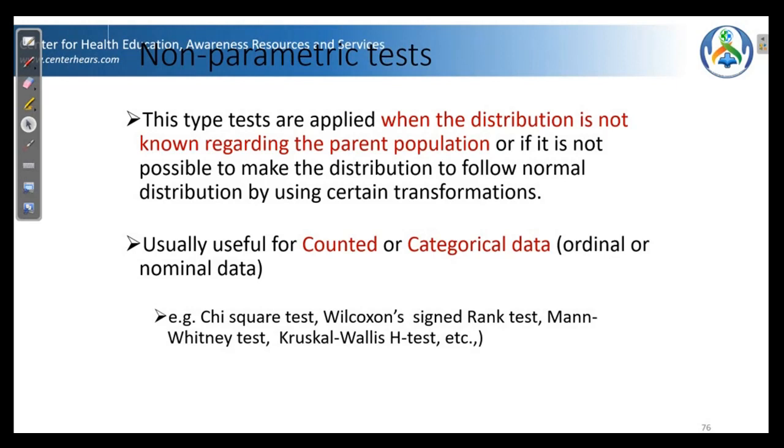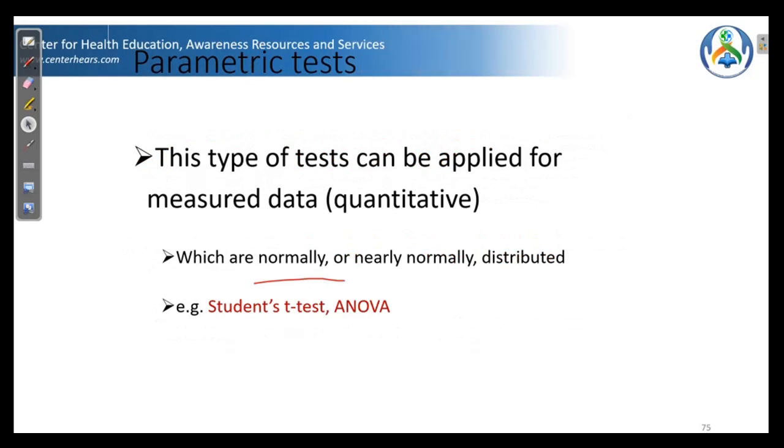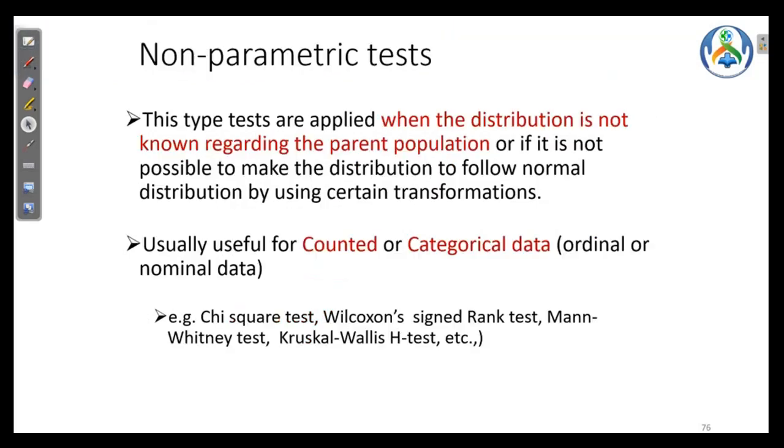So these are the tests. These are the points we should remember, in what case we can go for the parametric and in what case we can go for the non-parametric.